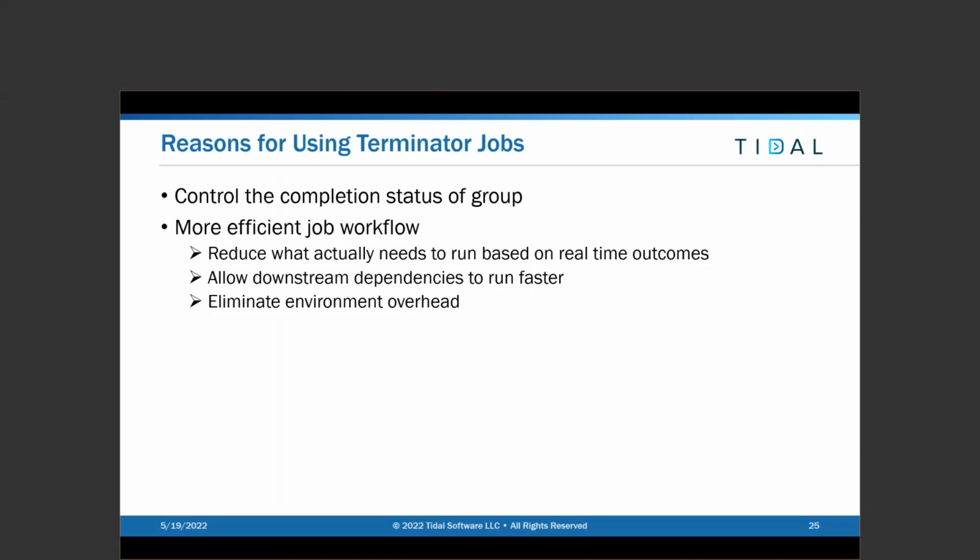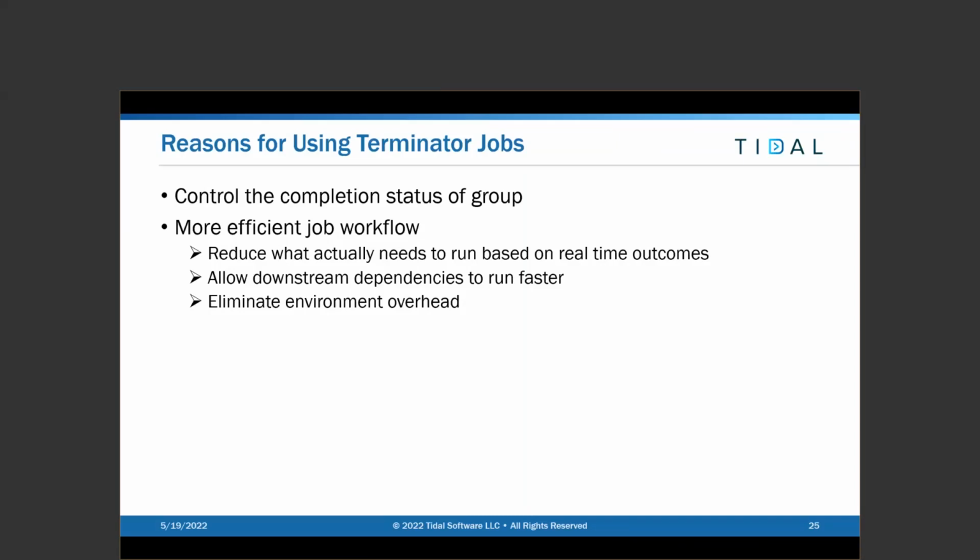Also, a few other reasons why you may want to use Terminator jobs. Maybe you want to reduce your workflow, so you don't have a lot of overhead. Maybe you have some jobs that don't necessarily need to run based off of outcomes. So if certain jobs hit certain statuses, maybe other jobs don't need to run. So it gives you a little more flexibility in controlling that workflow. And then you can end that group a lot faster and allow your downstream jobs to run a little ahead of time, such as if you're under SLAs that we just discussed. So you meet those SLAs a little quicker.